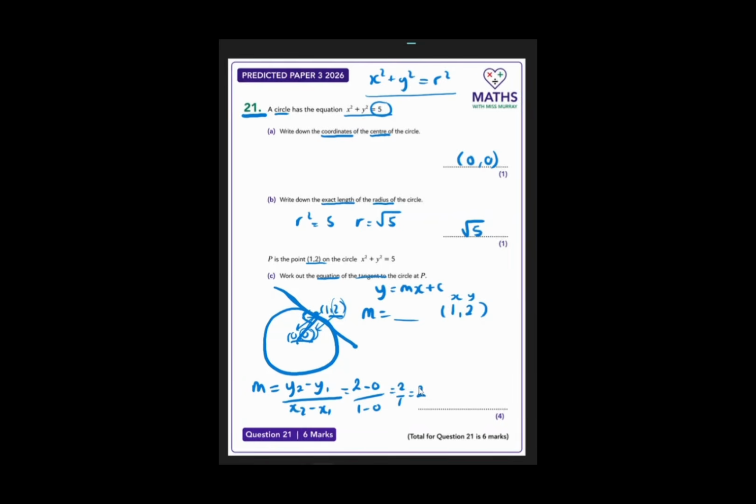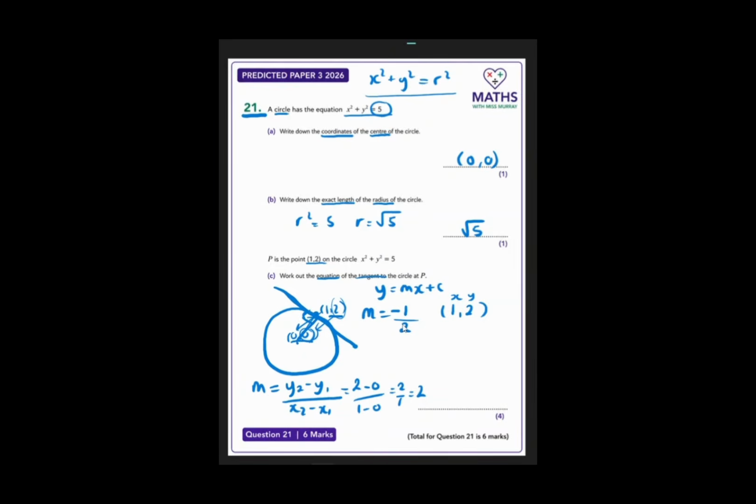If I want to get the perpendicular gradient to this, it's the negative reciprocal, and the negative reciprocal of 2 is negative 1/2, because the reciprocal of 2 is a half, the negative reciprocal is negative a half. Which makes sense, because if this has got a positive gradient here, this is going to have a negative gradient because it's coming down. So I now have all the information I need to be able to write the equation of my line.